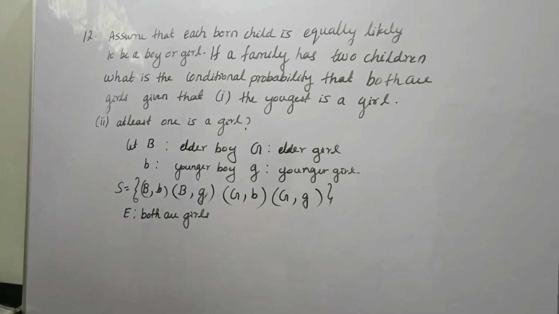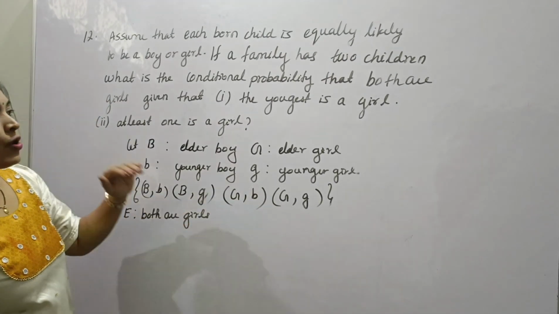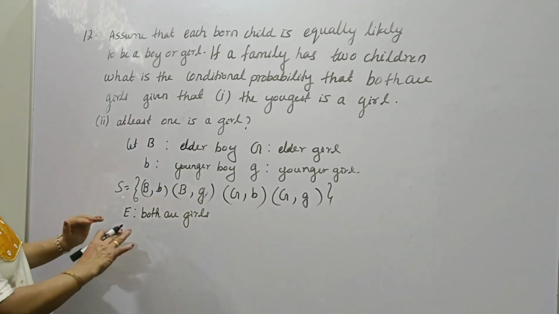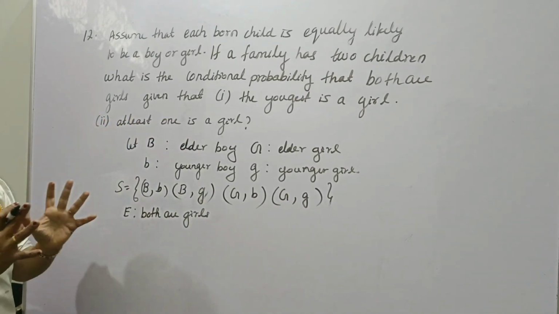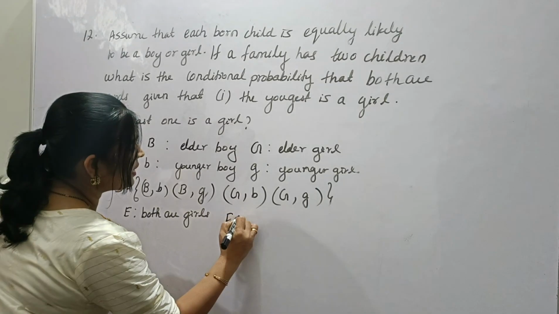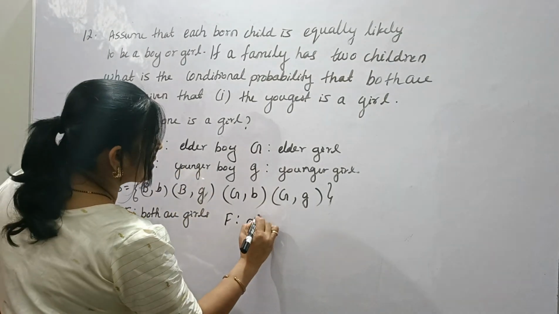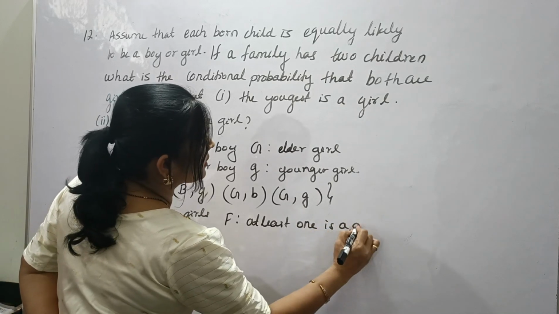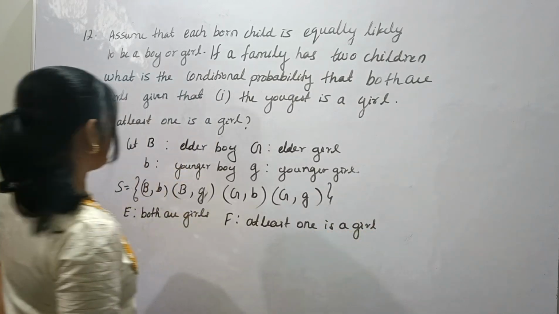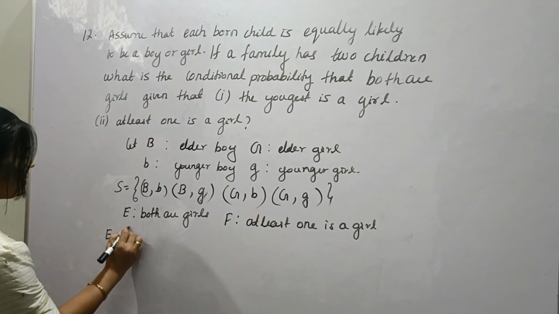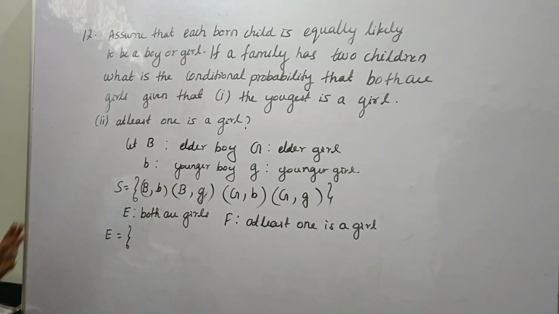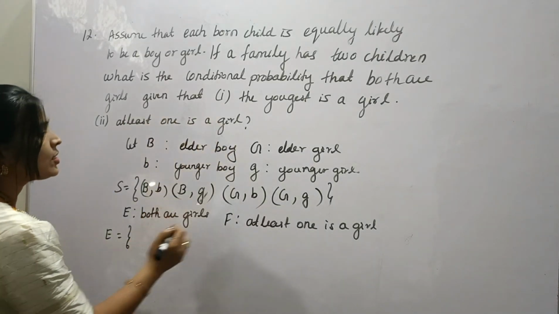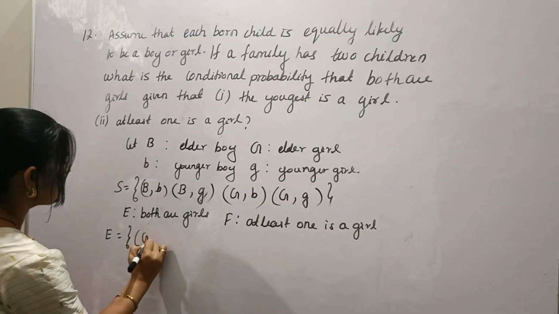So the second one. Here also we have to find the conditional probability that both are girls given that at least one is a girl. So here also let's take E to be the event that both are girls, and F to be the event that at least one is a girl. So let's write E, the possible outcomes of E: both are girls, so GG.